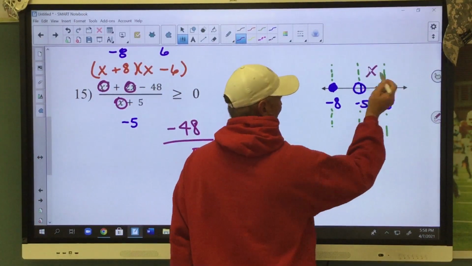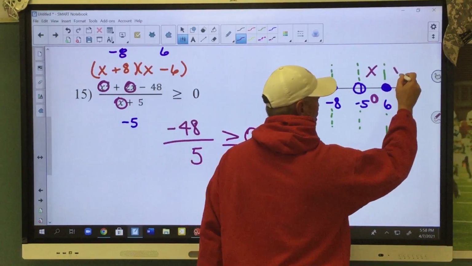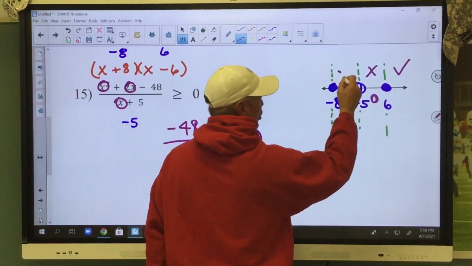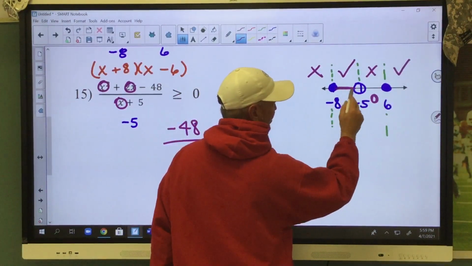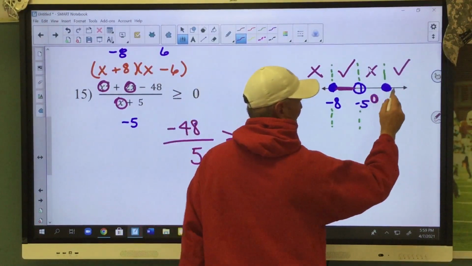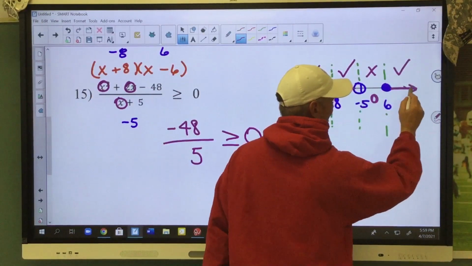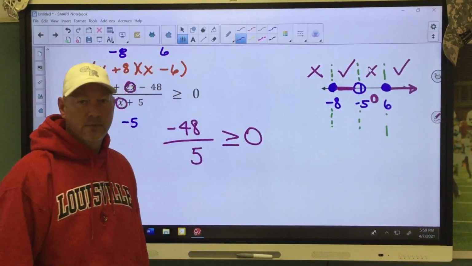That means they alternate. This is going to be good. This will be bad. So anything in here is a good solution. Anything from here to infinity is also a good solution.